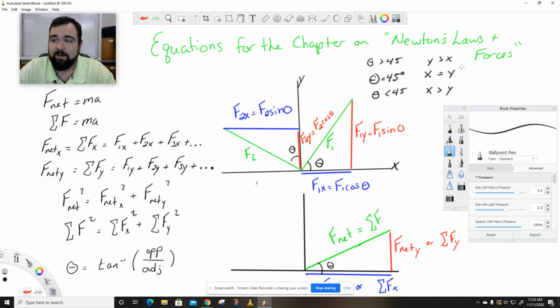Okay. Now, these things flip based on where theta is, because this whole setup here, this is all based off of the theta off of the x-axis. Okay. If you were to have theta measured off the y, those values would flip around.